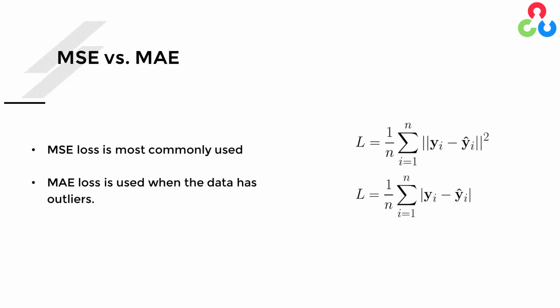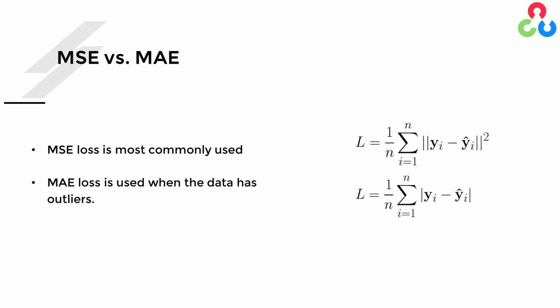These two loss functions, MSE and MAE, are commonly used in machine learning for regression problems. If the data is well behaved, we typically use MSE. If the data has outliers, MAE is used.